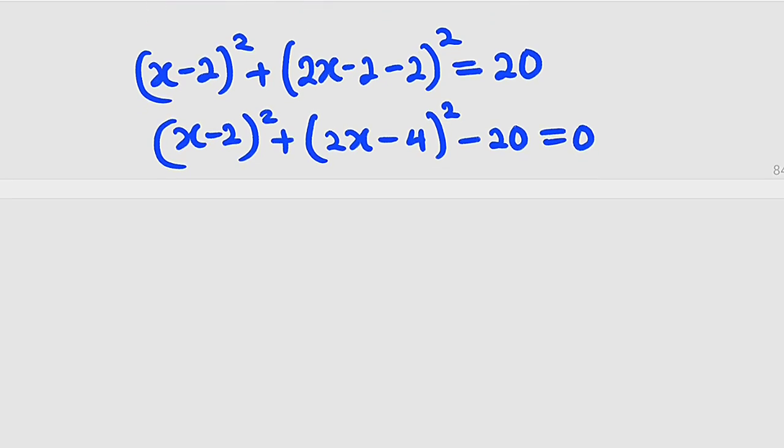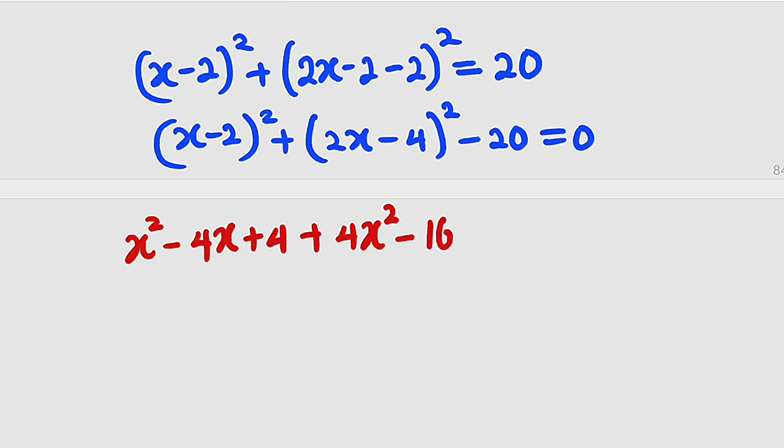All right, let me expand the two brackets. We have (x minus 2) whole squared, which is the first term squared, x squared, minus, because of that minus sign, 2 times x times 2 is 4x. The negative 2 squared is 4. Then we move to the other bracket. We have 2x squared, which will give us 4x squared. The minus 2 times 2x times 4 is 16x. Then negative 4 squared is plus 16. Then we have minus 20, and this is equal to 0.